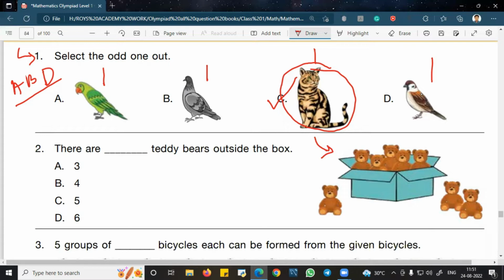In that case, we recognize there are 1, 2, and 3 teddy bears outside the box. So there are 3 teddy bears outside the box. Considering this, A will be the right answer. 3 teddy bears are outside the box, so A is the right answer. Okay, dear student, am I clear up to this point?